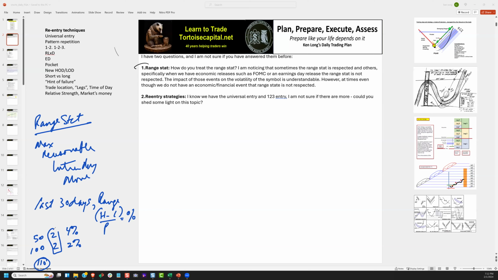and you thought, well, the range stat is clearly 2, or whatever if that was the range stat for the day, then I have my maximum reasonable intraday move is 2. But no, you can't compare those because one of them is twice as volatile as the other. So that's why we have to use this formula: high minus low divided by price gives you a range percentage. So we take the last 30 days of range, and then we sort it by max to min.